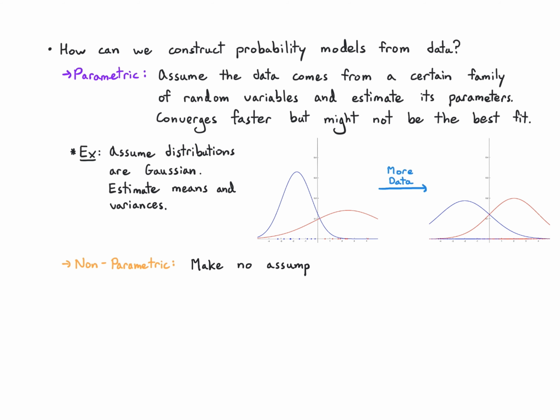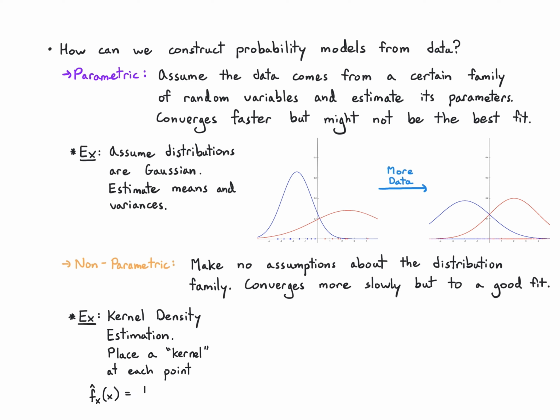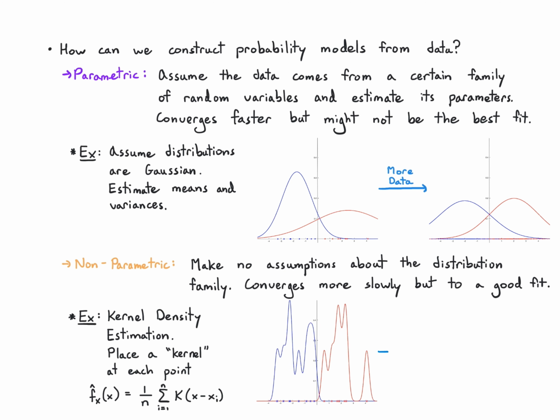So I'm going to make no assumptions about the distribution family. And this is going to converge more slowly than a parametric method, but it'll get a better fit in general. Okay, so an example of a method like this is kernel density estimation. What I'm doing is just taking a little kernel, which is like a little function, like a little bump, and putting it at each data point that I observe. And then I'm taking the average of those functions at those data points to be my estimate.